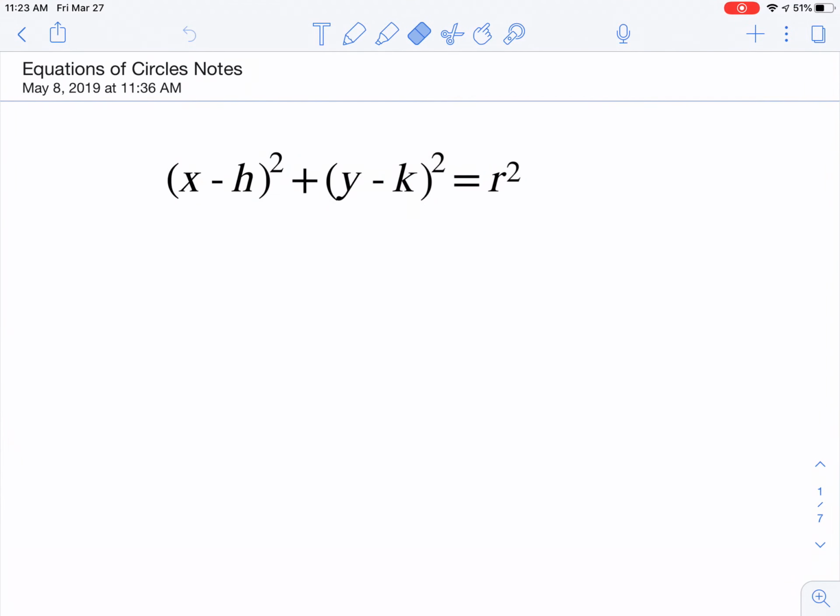What we're going to be doing this week is writing equations of circles on the coordinate plane and graphing circles on the coordinate plane using those equations. And this actually is a pretty simple process once we get going on it, and hopefully you pick up on it pretty quick.